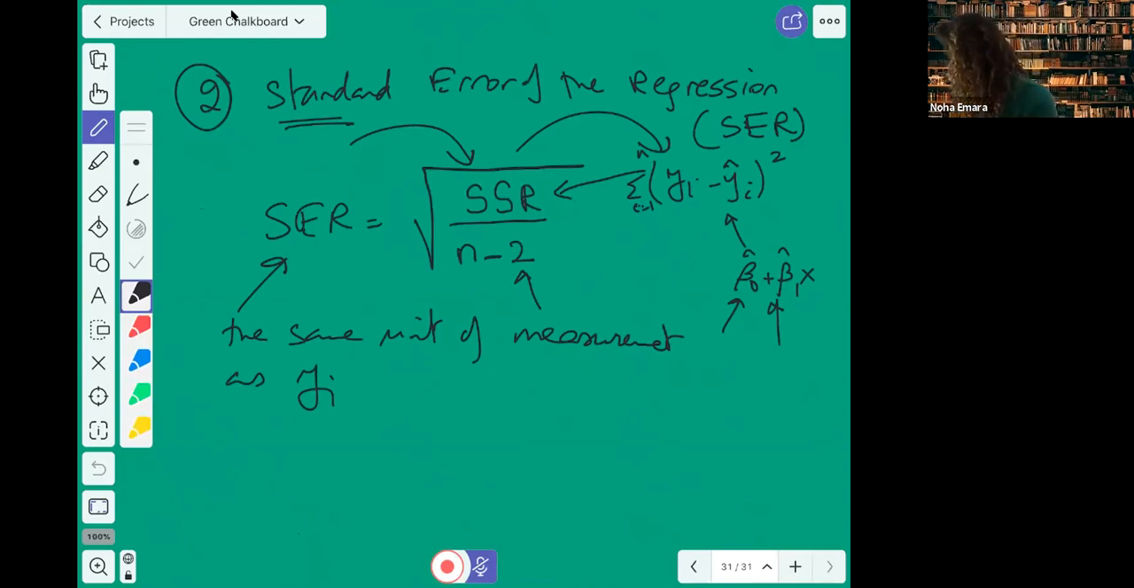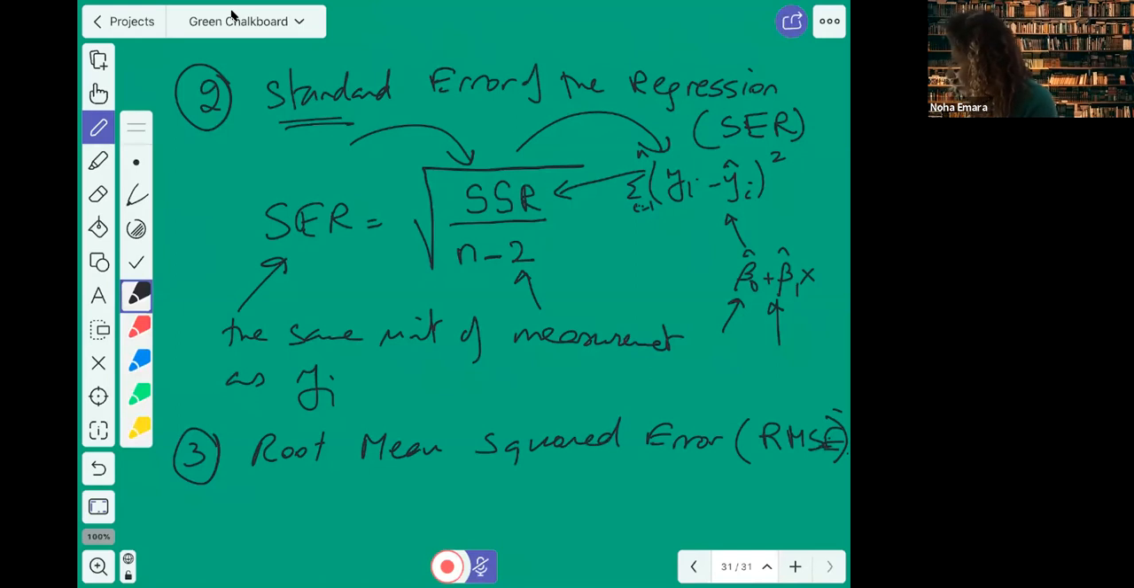So the next measure follows from the SER, and we call it the root mean squared error, abbreviated as RMSE, okay? This one is similar to the SER. The only difference is that it does not adjust for degrees of freedom, so it just divides by n. It's the same formula over n. So we don't adjust for degrees of freedom.